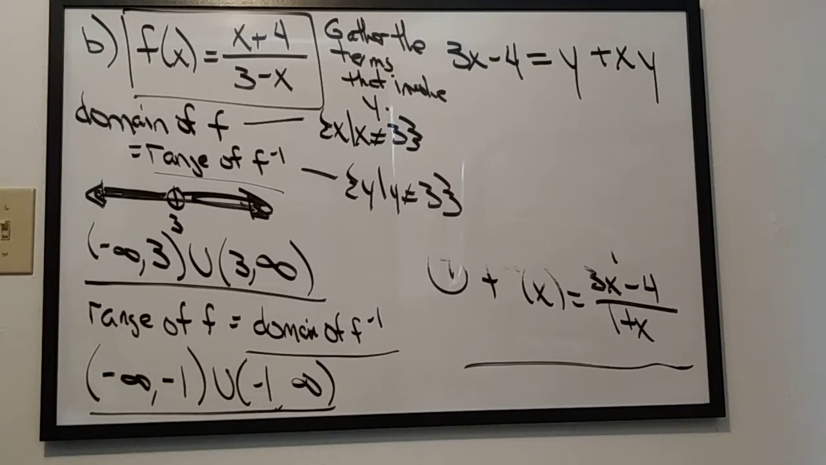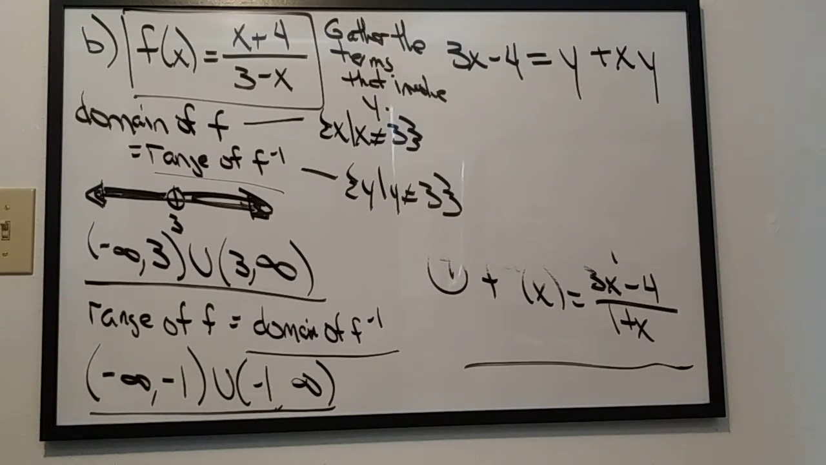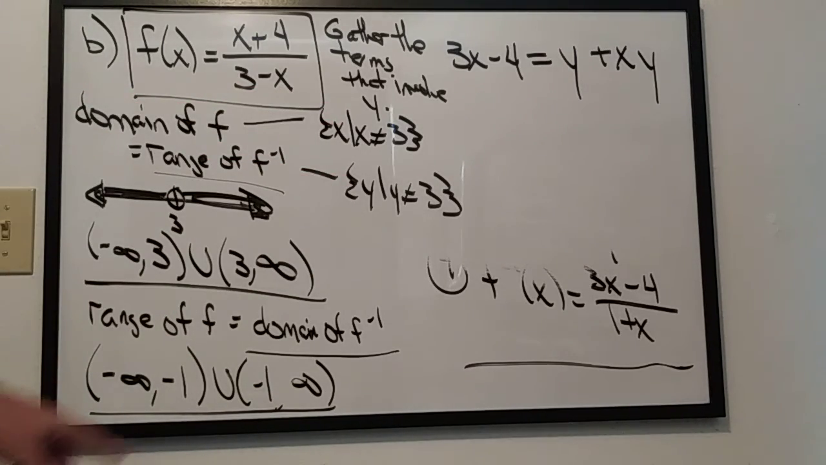And one last time, once I know that this is the domain of f inverse, I'm also getting the range of f for free. So again, I chose to use the interval notation. If you want to use the set builder notation for these as well, certainly feel free to do so. You'll just have to write down two separate answers, one for the domain of f inverse and one for the range of f.